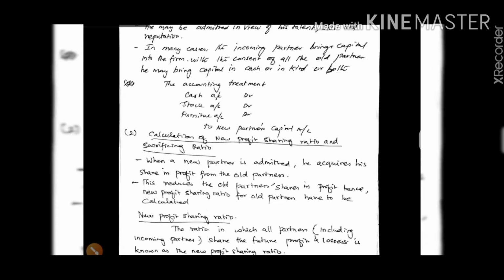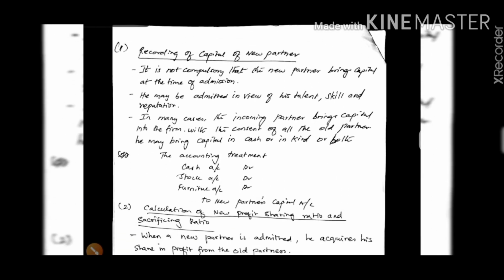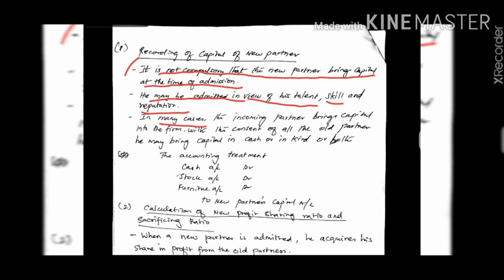First one, recording of capital of a new partner. It is not compulsory that the new partner brings his capital at the time of admission. He may be admitted in view of his talent, skill, and reputation. In many cases, the incoming partner brings capital into the firm, which, with the consent of all the old partners, he brings in cash or kind or both.